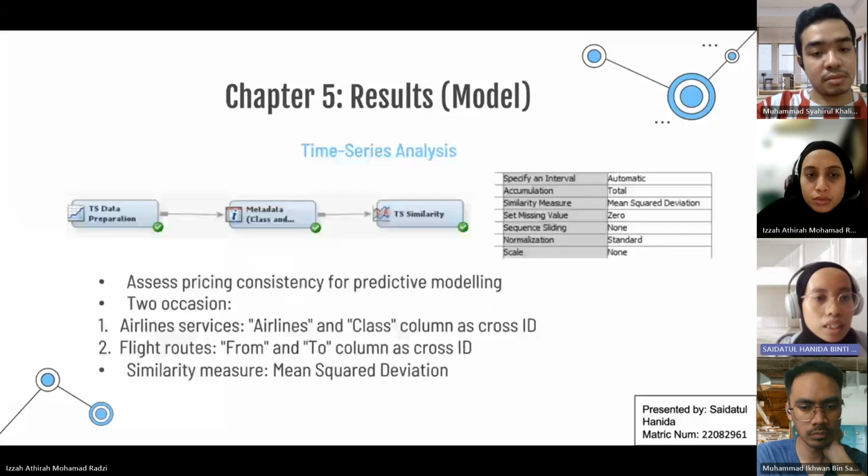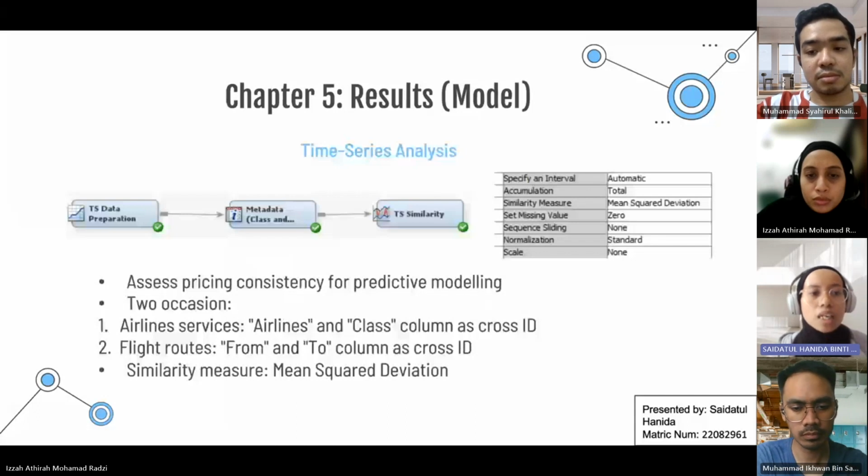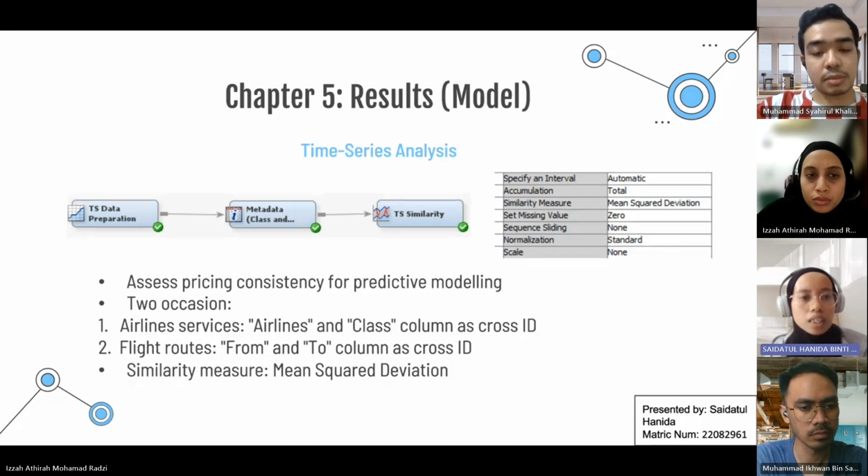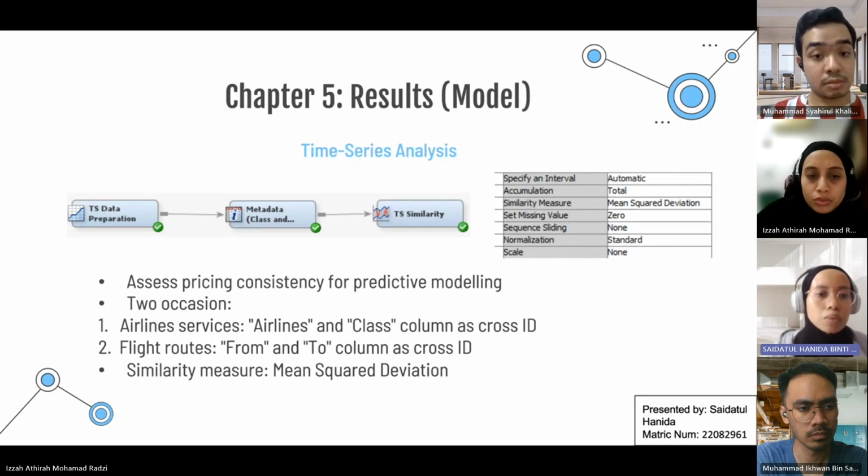This analysis is conducted to assess similarity and consistency of pricing based on 2 aspects using time series similarity. The first aspect is pricing based on flight services, which involves type of airlines and class offered as cross ID. The second involves pricing based on flight routes, including both from and to columns as cross ID. The price column would be the target of both analyses. The similarity measurement used is mean squared deviation, a more common approach for regression analysis to penalize error for outliers. The data was also normalized but does not have any scaling.